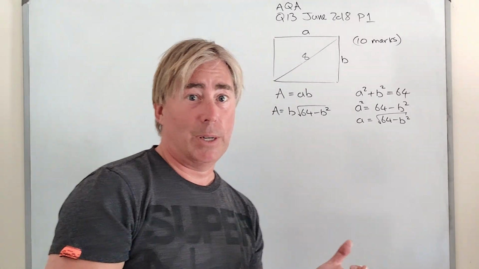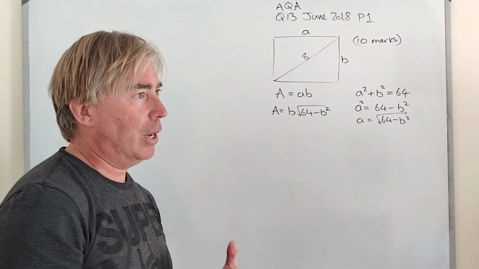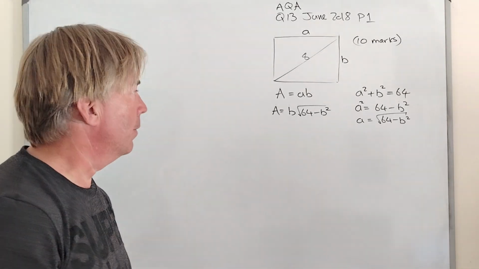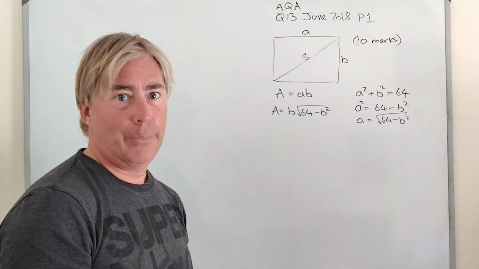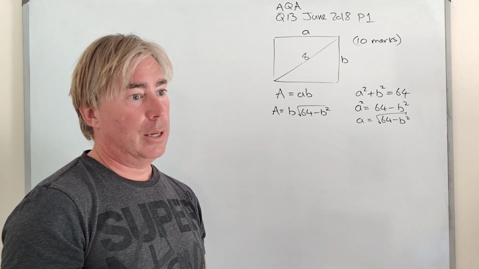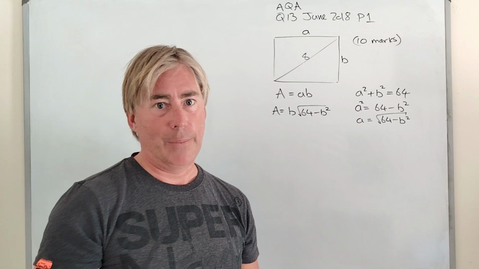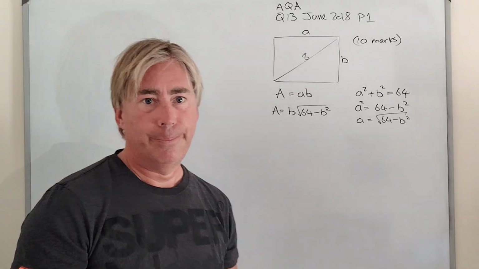So what we need to do is find out the maximum area. So in terms of calculus, we need to differentiate this function A with respect to b and set it to 0, i.e. try to find its turning point, and then solve for the value of b. Okay, so we're going to have to differentiate this rather horrible looking function.